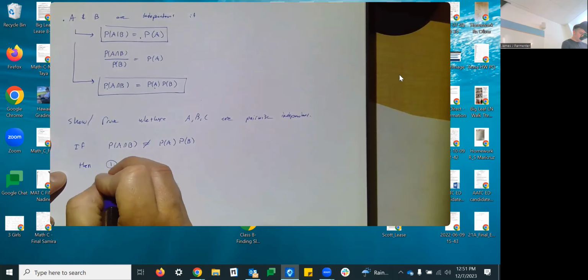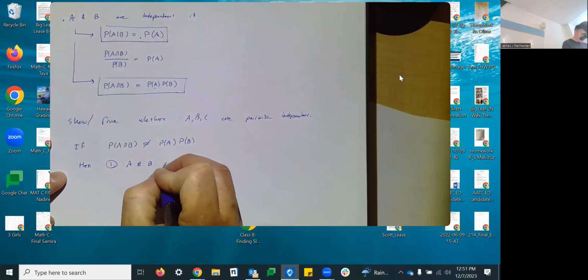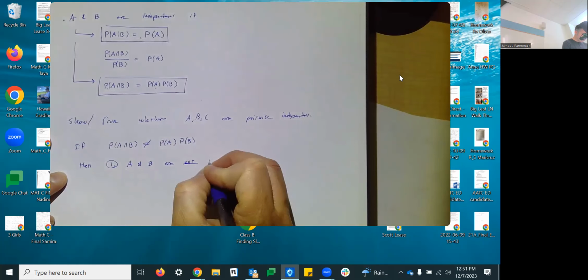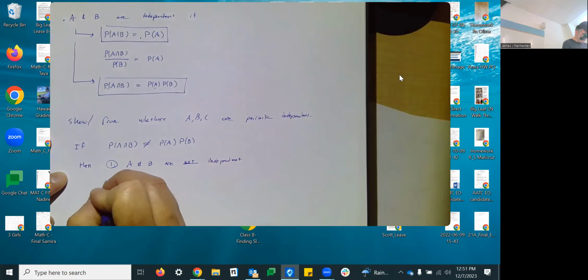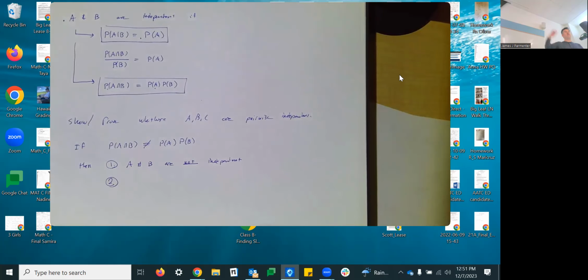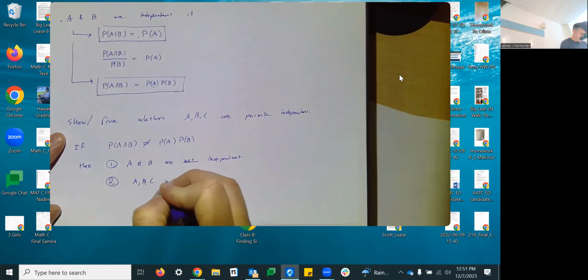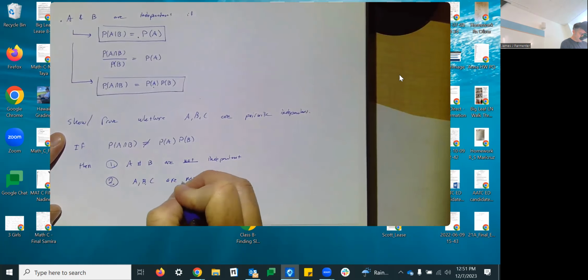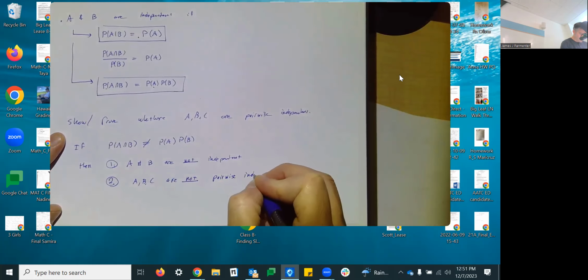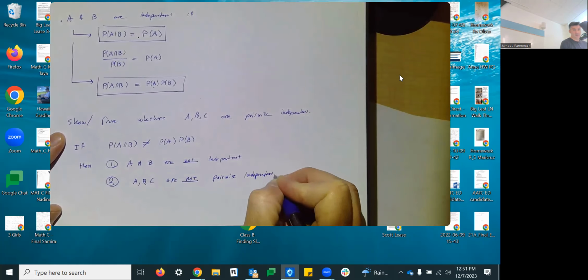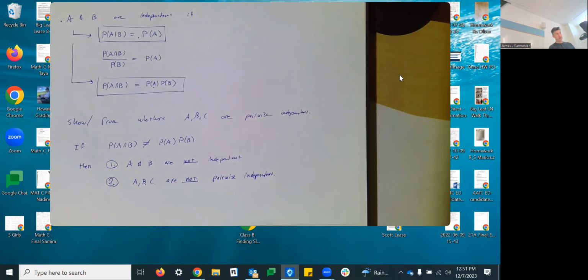Then 1, A and B are not independent. And more generally, 2, the set of A, B, and whatever else you want to include, you can include everything, A, B, C, D, E, F, G, H, I, J, K, however many things you want. A, B, and C cannot be pairwise independent because not every pair is independent. And we do not have to check anything else.